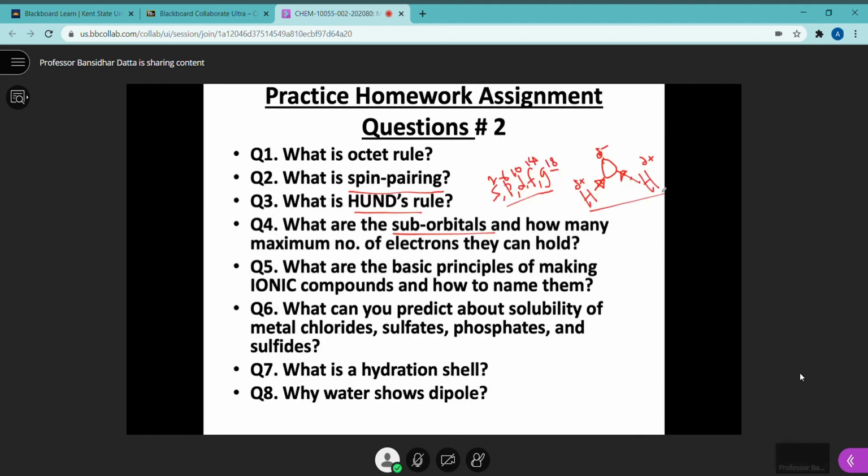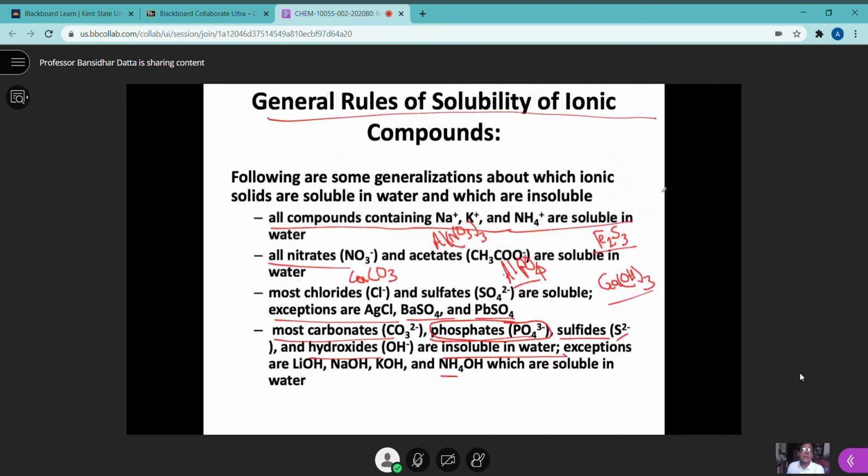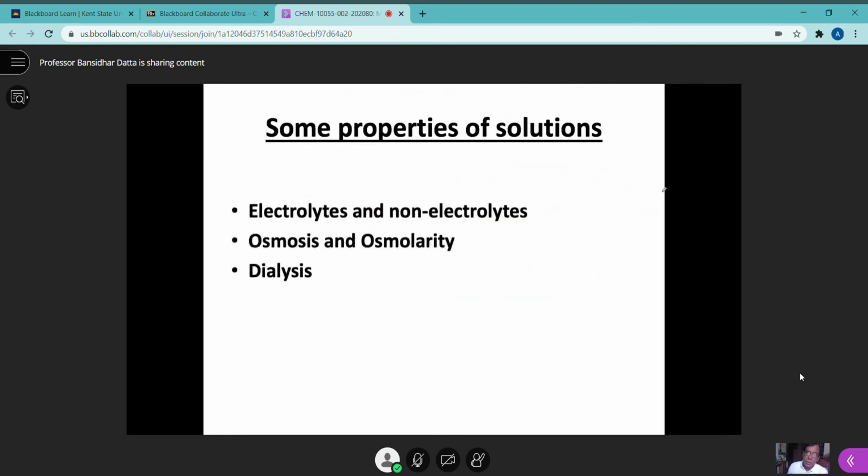Now let's apply this. So far we know ionic compounds, what happens there, why they make ionic compounds, and we know the solubility of ionic compounds. Now let's look at some properties and applications of the ionic compounds, or rather of the solutions. Remember, we dissolve the ionic compounds in water and make solutions. So some properties of the solutions are as follows.